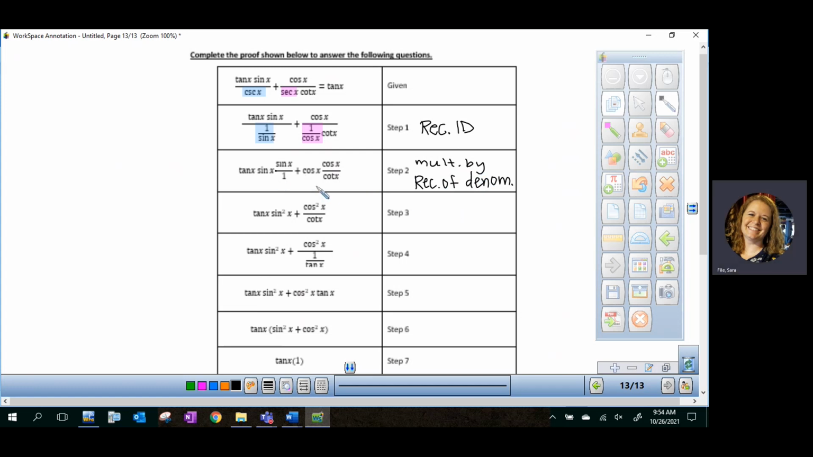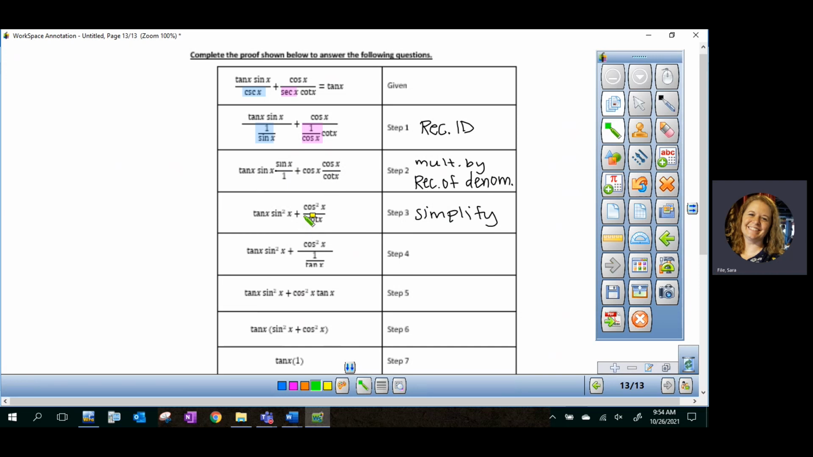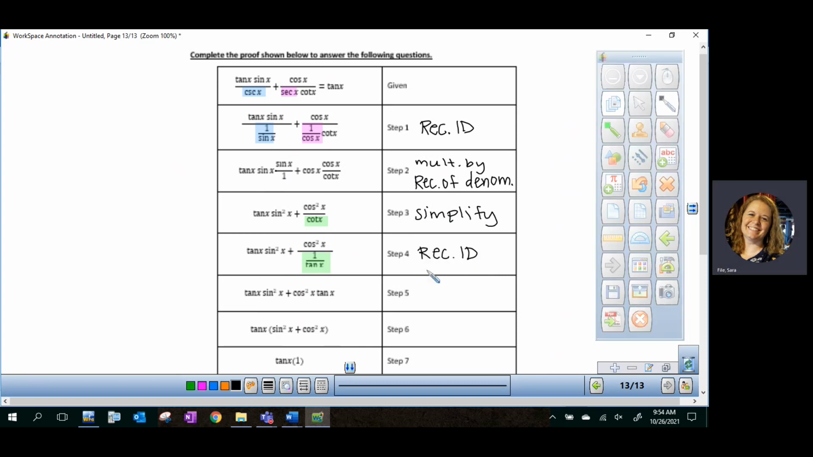Now, once they've done that, sine times sine is now sine squared. Cosine times cosine is now cosine squared. So they just simplified there. Still no identity used in that step. Then the next change I see is cotangent is now 1 over tangent. What's that? That's the reciprocal identity again. And then they do the same thing. They flip and multiply by tangent. So again, multiply by reciprocal of denominator.